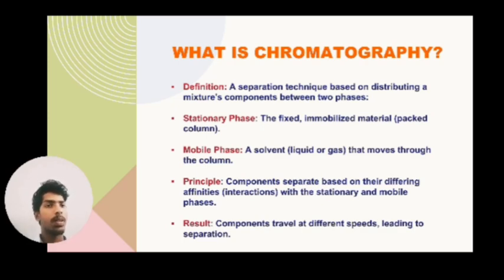What is stationary phase? The fixed, immobilized material packed in the column is called the stationary phase, and the mobile phase is a solvent. It is liquid or gas, anything that moves through the column is called the mobile phase. Principle: components are separated based on their differing affinities, meaning interactions with the stationary and mobile phase. This is the principle of chromatography, and the result is that components travel at different speeds, leading to separation.